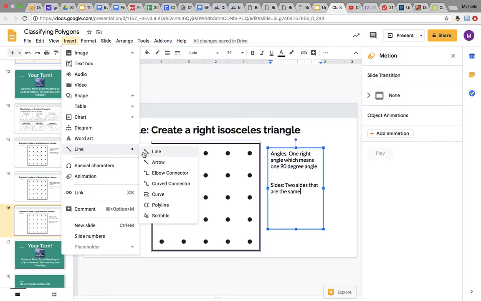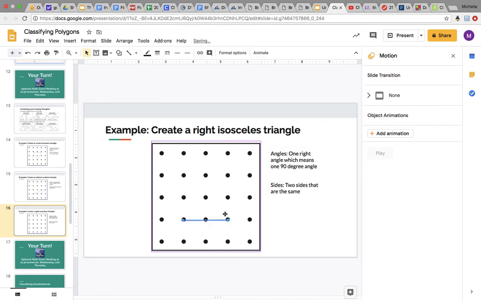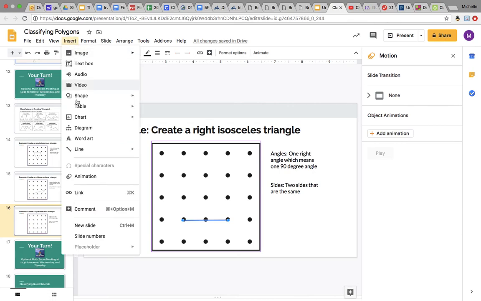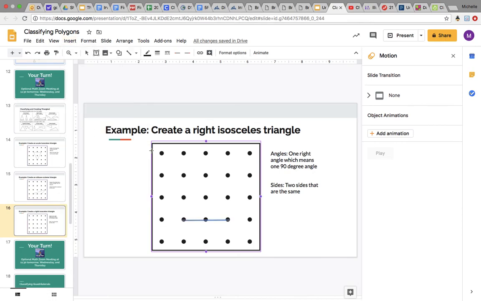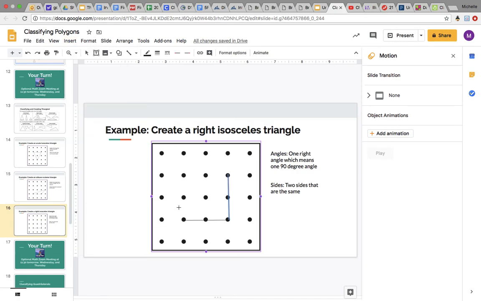We're going to insert a line straight across here. Now, I know that I need a right angle, which means that I'm going to have to do my next line straight up. I need that perfect 90-degree angle. So my second line is going to go straight up. Boom. All right, my third line is going to connect these 2 lines. And here we go. We have a right angle right here.